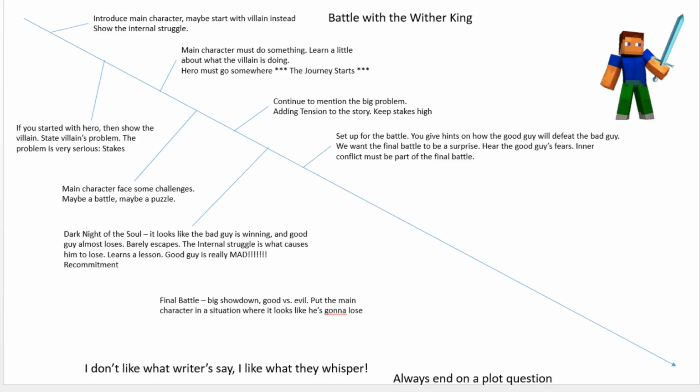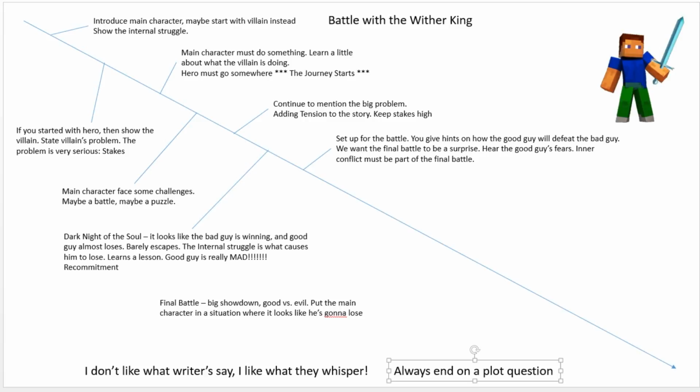It doesn't mean end on a question necessarily. What it means is always end a chapter where the reader's thinking, well, what happens next? I want to know what happens next. And it kind of drives the reader into reading the next chapter, which is really important.